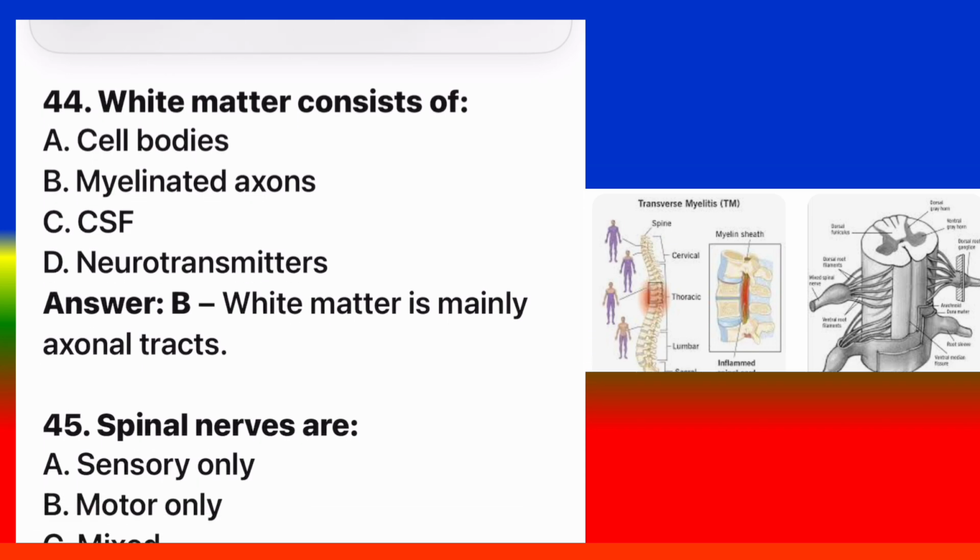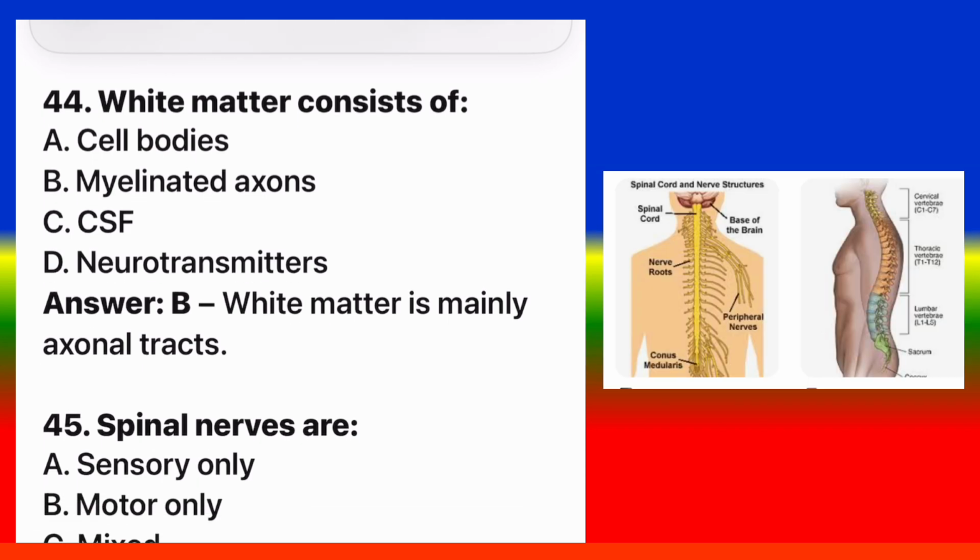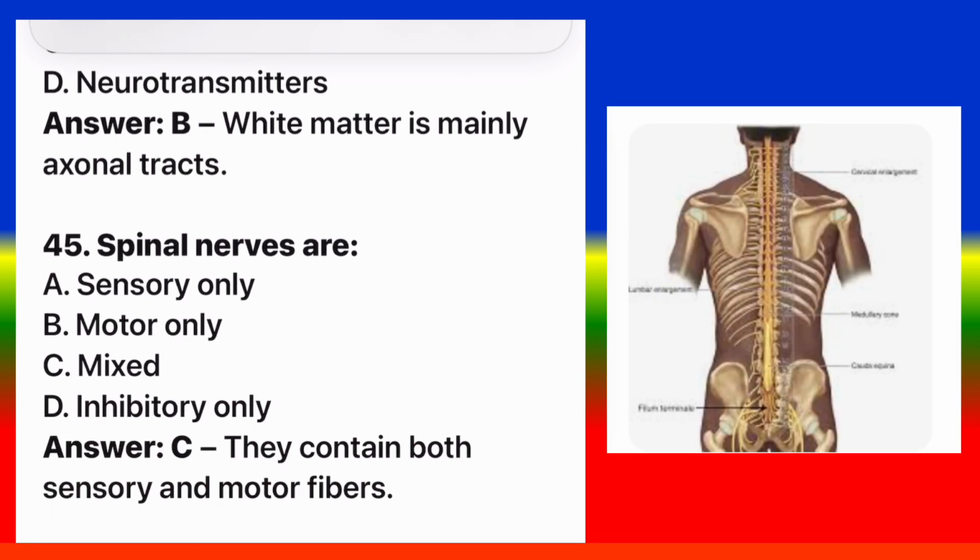44. White matter consists of A. Cell bodies, B. Myelinated axons, C. CSF, D. Neurotransmitters. Answer B. White matter is mainly axonal tracts.